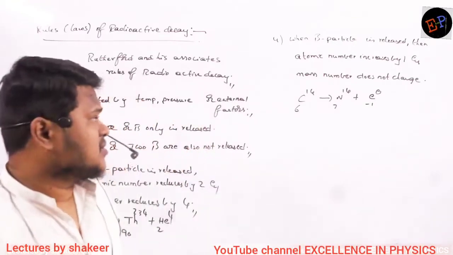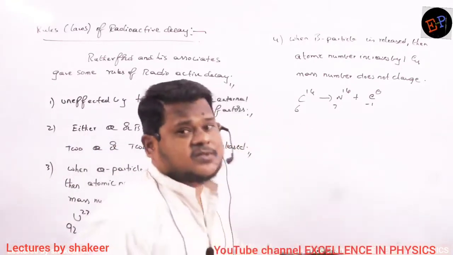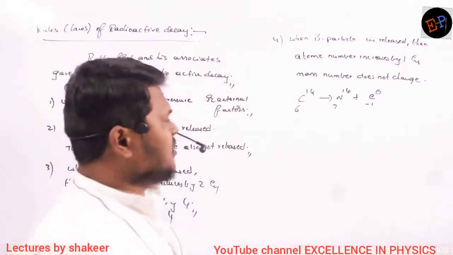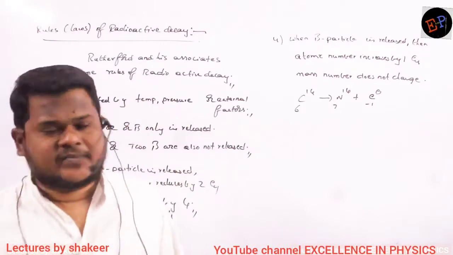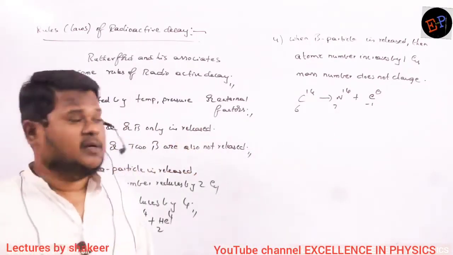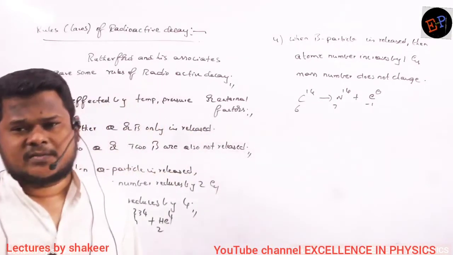Okay, but carbon-14 is a radioactive isotope. Carbon-14 is not so stable. It is very unstable, so it tries to attain stability by emitting 1 beta particle. So the atomic number is 6, but the atomic number of nitrogen is 7. Clear now? So the atomic number increased, no? But what about the mass number? The mass number is not changing.